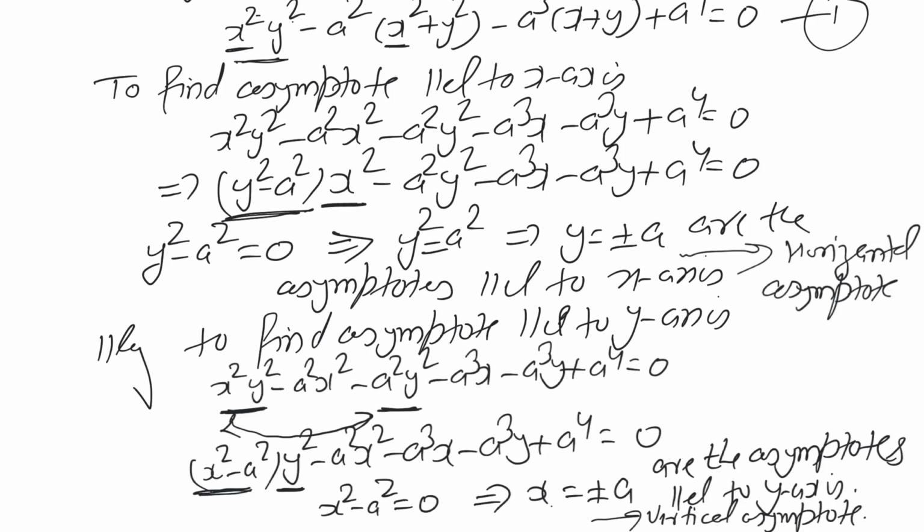This is a direct inference. We don't need to check it. If the degree of the curve is 4 and we already have 4 asymptotes, there is no scope to get more asymptotes than 4, that is, the degree of the curve. So this will have no oblique asymptote. So this was the general working rule to find the parallel asymptotes of the algebraic equation.